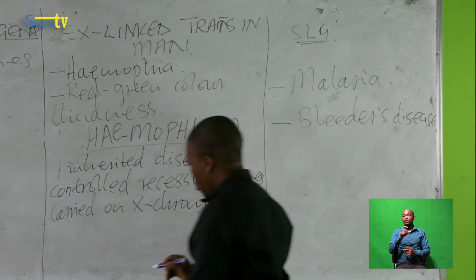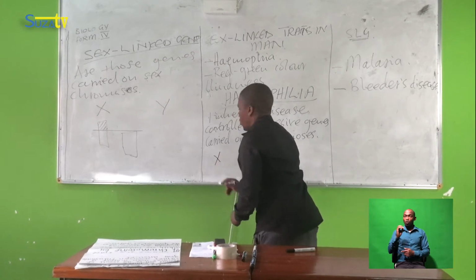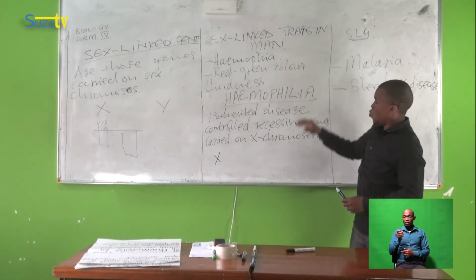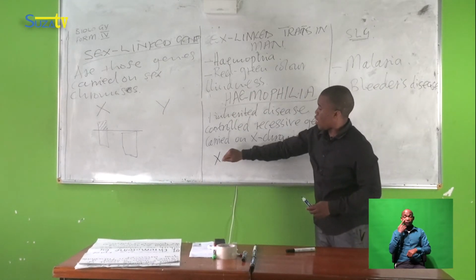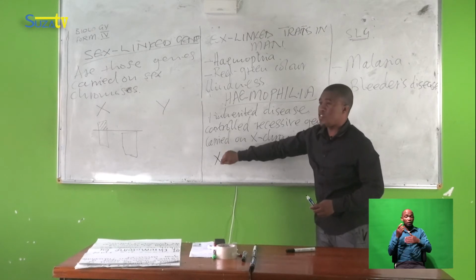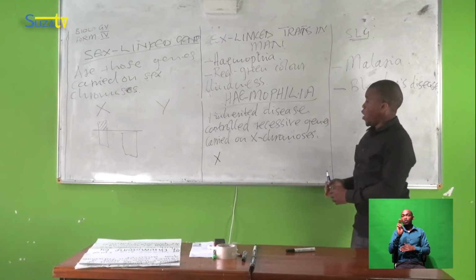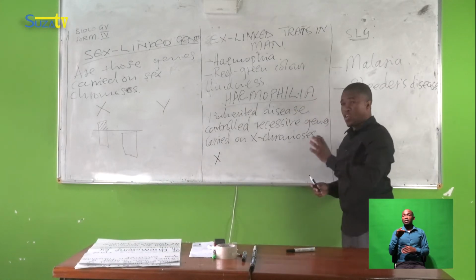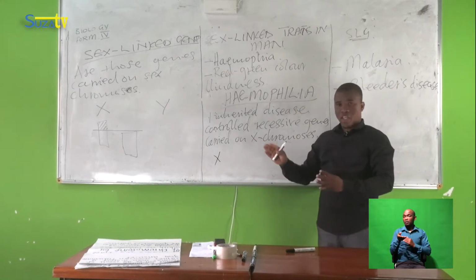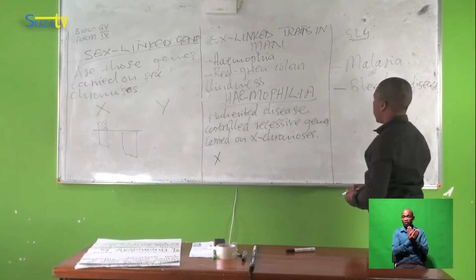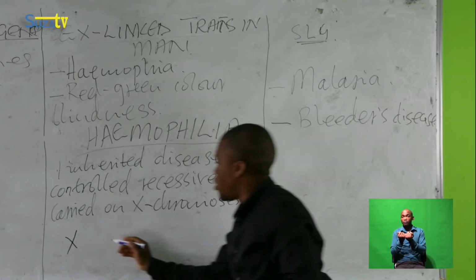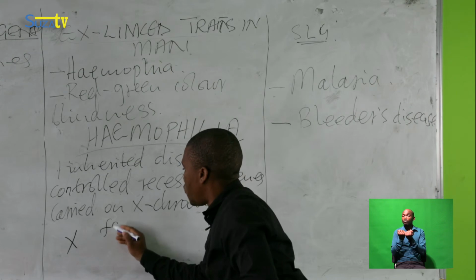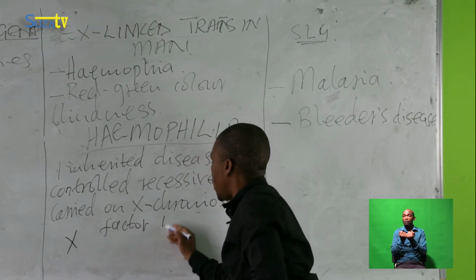As I said earlier concerning sex-linked genes, they are mostly carried on the X chromosome. So, what is the effect of a sex-linked gene when it is carried on the X chromosome? When the sex-linked gene is present in this chromosome, it will prevent the formation of what? It will prevent the formation of factor 3.